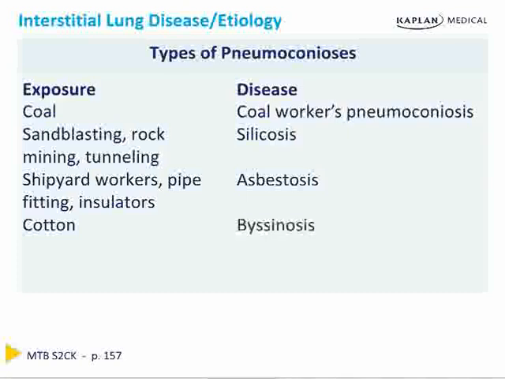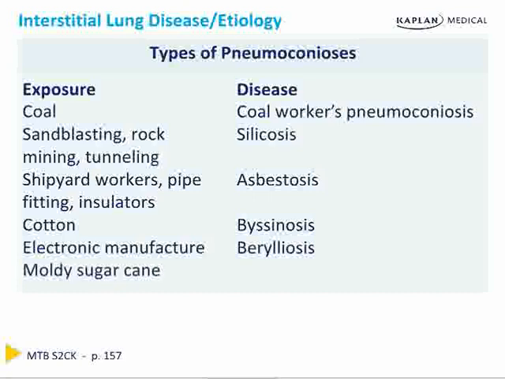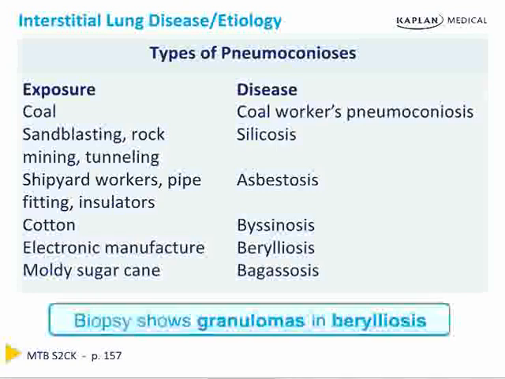Patients exposed to cotton can develop byssinosis. Electric manufacturers develop berylliosis. And if you're exposed too long to moldy sugarcane, bagassosis can develop. The one you should be most familiar with for Step 2 is berylliosis, and you should remember that the biopsy will show granulomas in a patient with berylliosis.